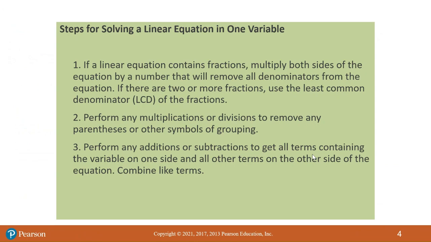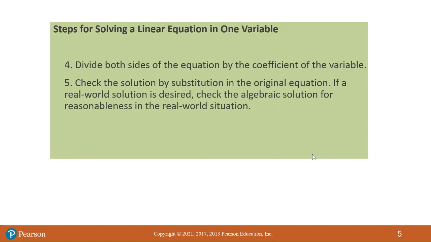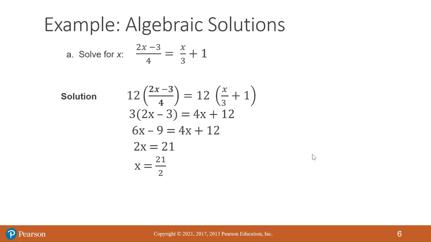For step 3, we will perform any additions or subtractions to get all terms containing the variable on one side and all other terms on the other side of the equation by combining like terms. Step 4, we'll divide both sides of the equation by the coefficient of the variable. And step 5, we will check the solution by substitution in the original equation. If a real-world solution is desired, we will check the algebraic solution for reasonableness in the real-world situation. So let's start with an example.